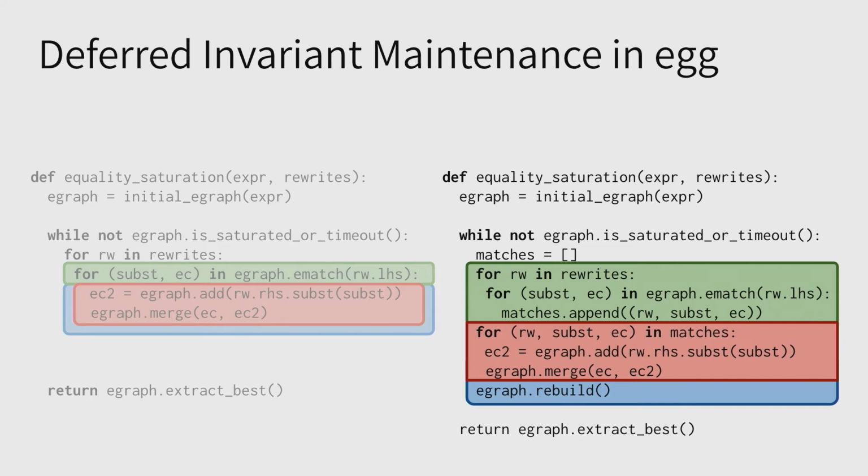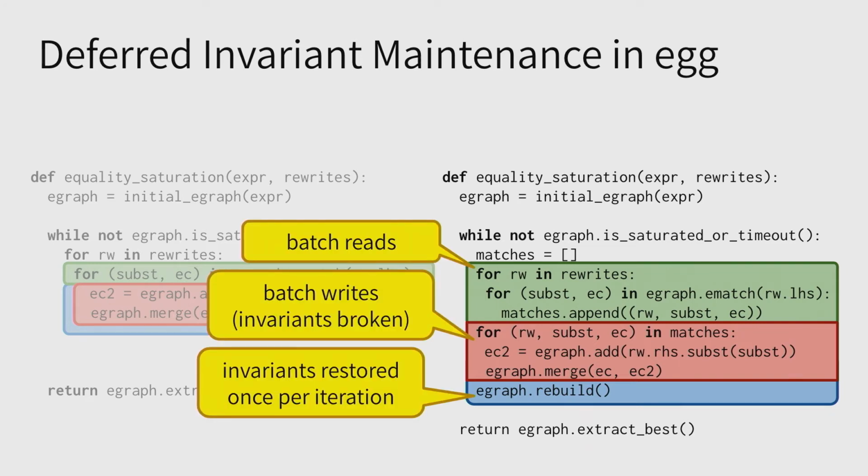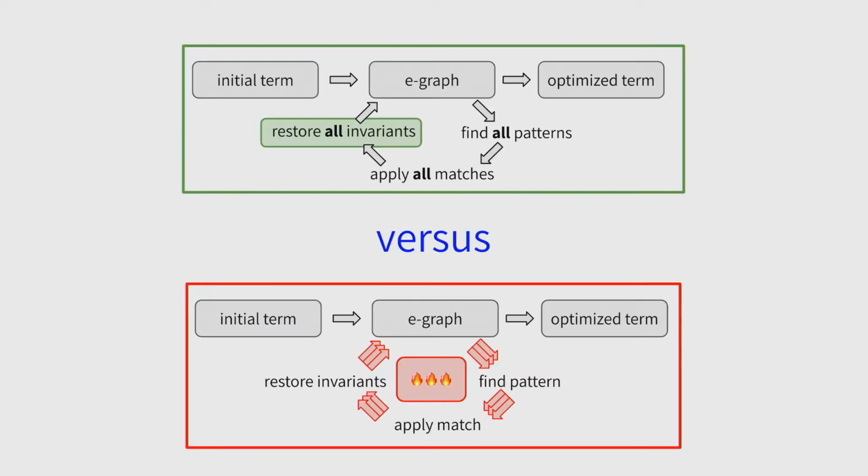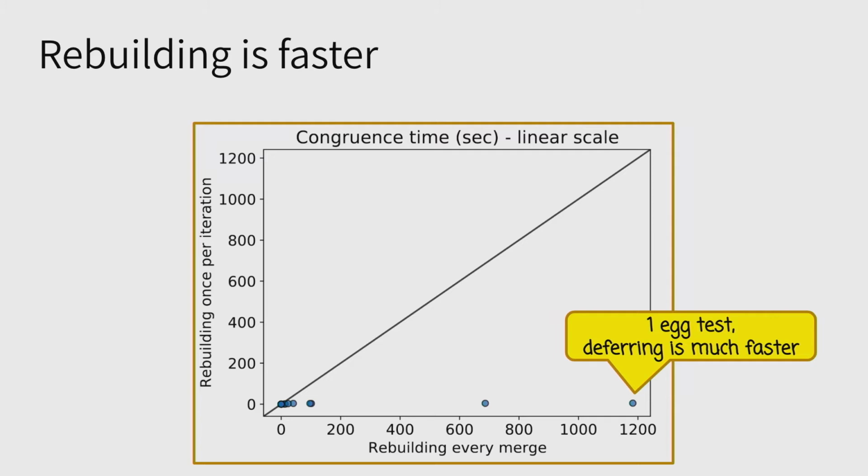What's key about this design is that when I'm maintaining these invariants, the cost of restoring them is now amortized over all of the rewrites that happen in this iteration. I'm not paying for it per rewrite. I'm paying for it per full run of all the rewrites. And that makes things a lot cheaper. So how much cheaper? Well, if we look at the traditional, I don't know if folks can see here.